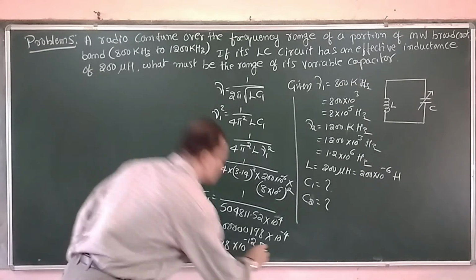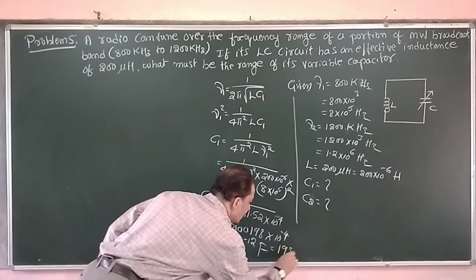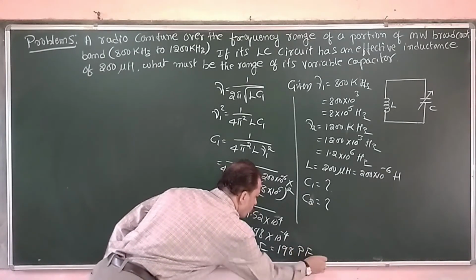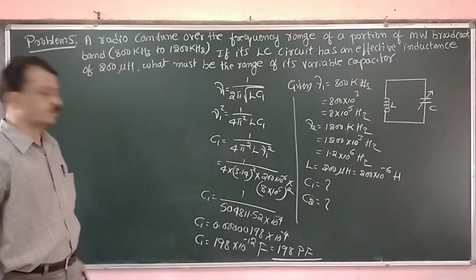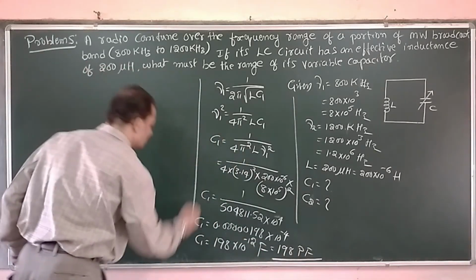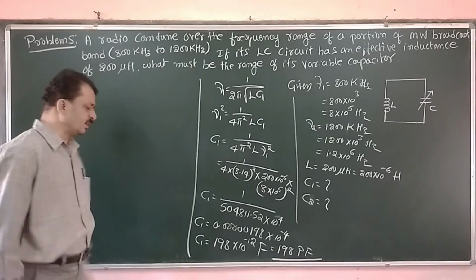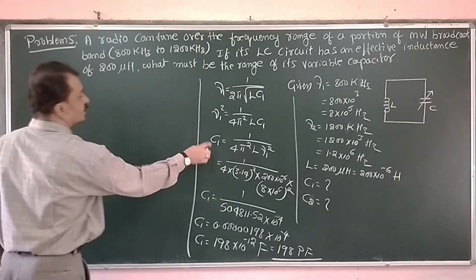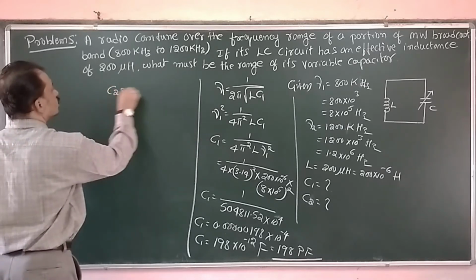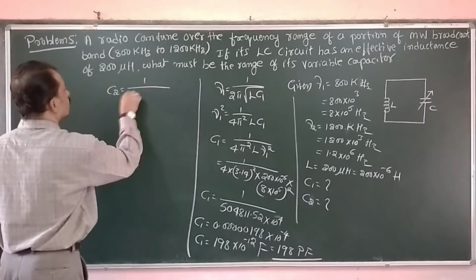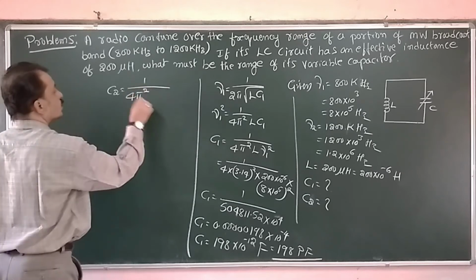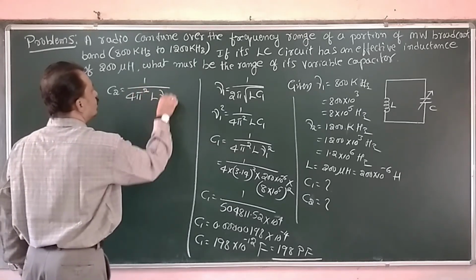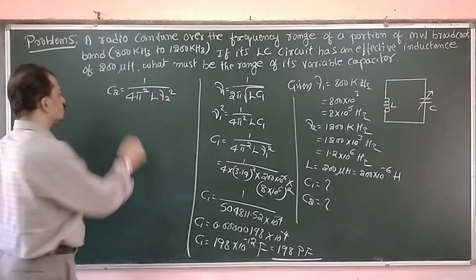Minus 12 is nothing but picofarad, 198 picofarad. That is the first capacitor C1 value, the initial value. Similarly, we can write C2 is equal to the same formula, 1 divided by 4 pi square L nu 2 square. That we have to work out.